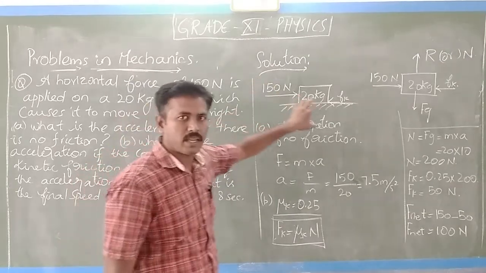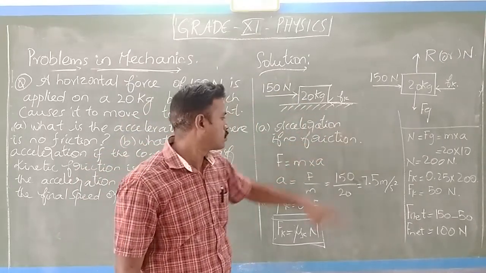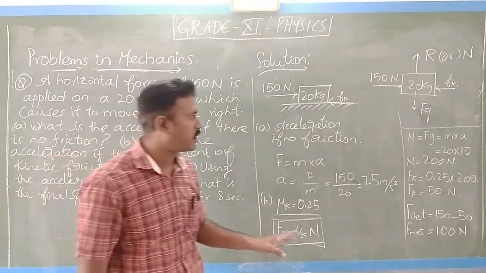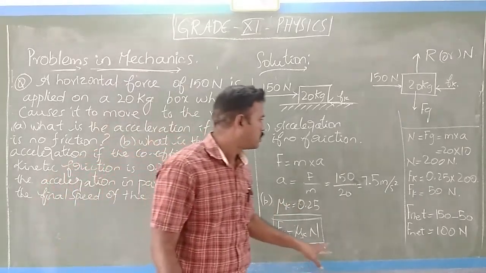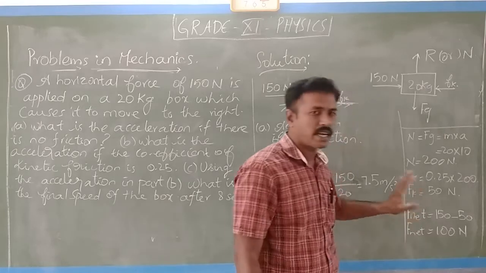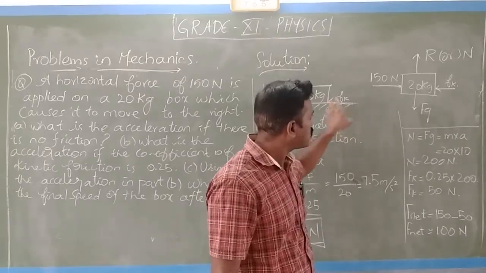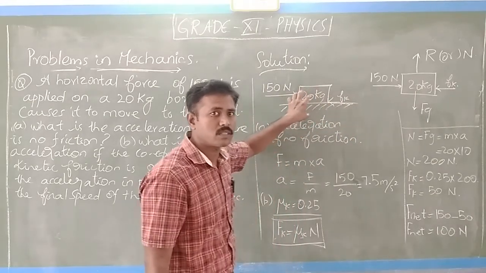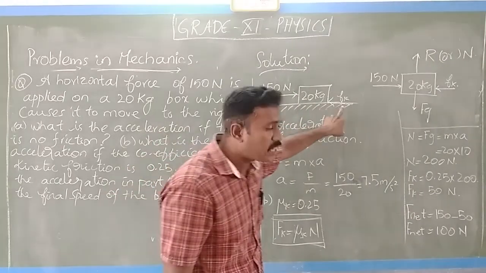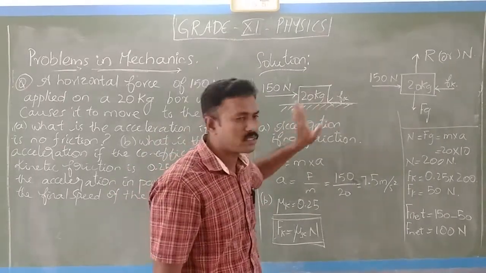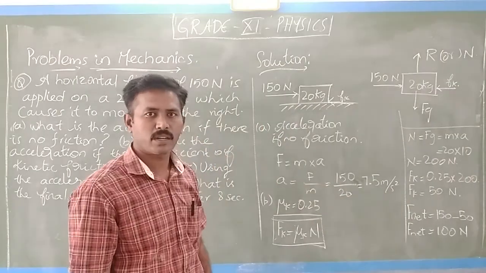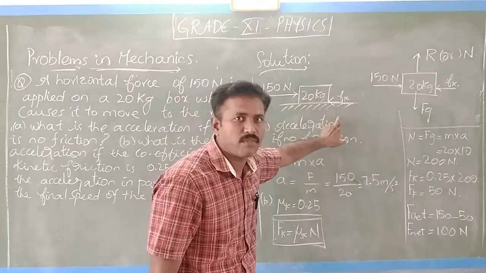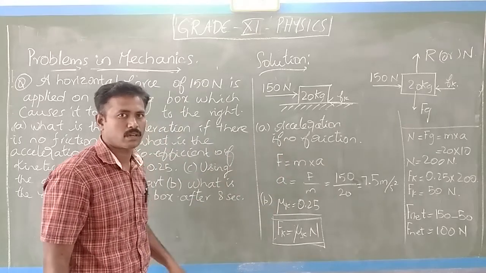150 is greater, and Fk is comparatively less. So the net force is 150 minus 50. Copy this carefully. Fk is the kinetic friction. So what is the net force on the system when it is moving? 150 is given, the kinetic friction is 50, and the difference, 150 minus 50, is 100 Newton. So that 100 Newton will always be there. If you apply 150 Newton, after the kinetic friction, only that 100 Newton will act. Okay?